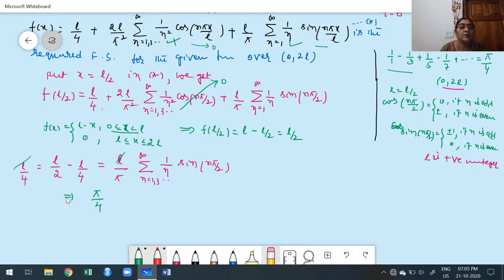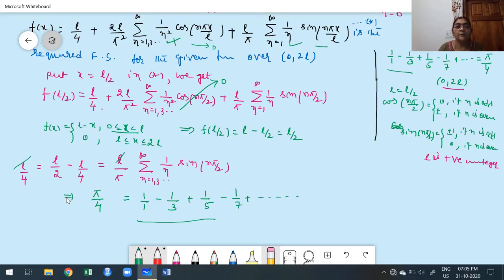Now take pi as cross multiplication. Pi by 4 is equal to, expanding this summation: 1 by 1 into sine pi by 2, which is 1. Put n equal to 3: sine 3 pi by 2 is minus, so minus 1 by 3. Put n equal to 5: sine 5 pi by 2 is plus, so plus 1 by 5. Then put n equal to 7: sine of 7 pi by 2 is minus 1, so minus 1 by 7, etc. This is nothing but the required expansion. This is the way I deduce the required result from the given function.